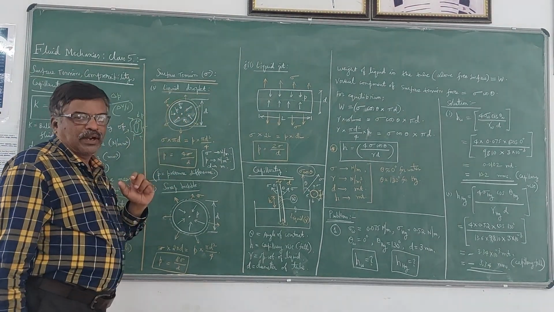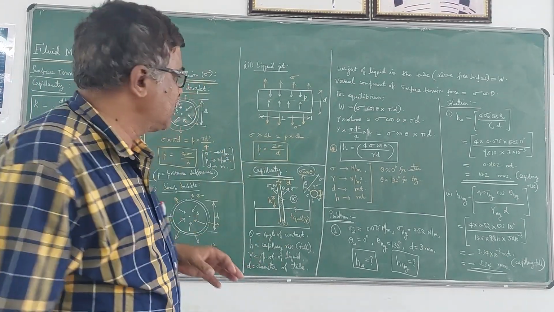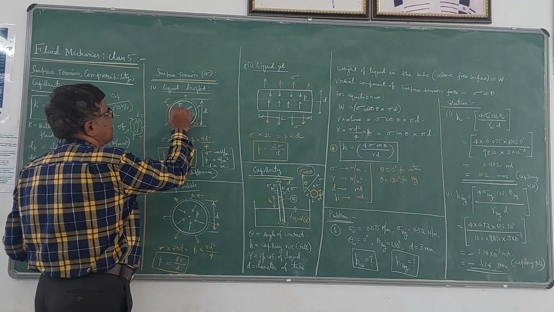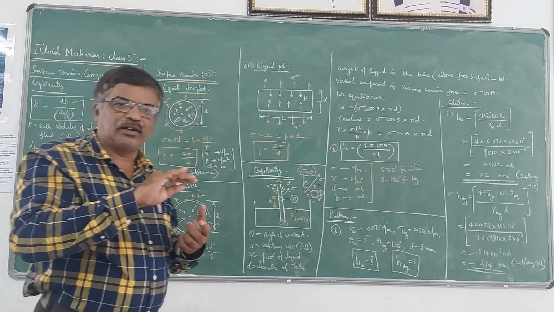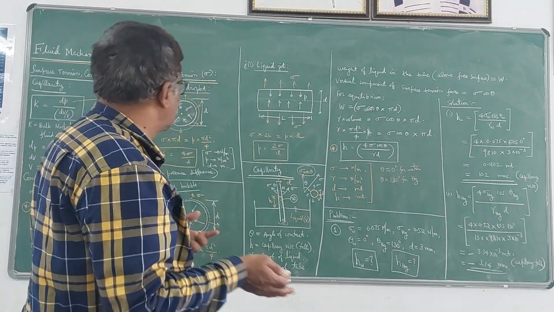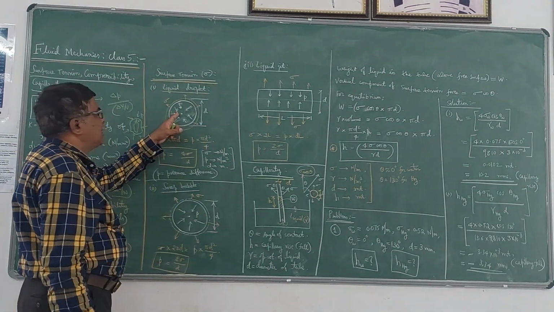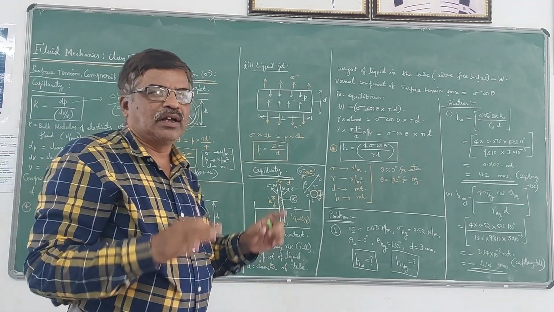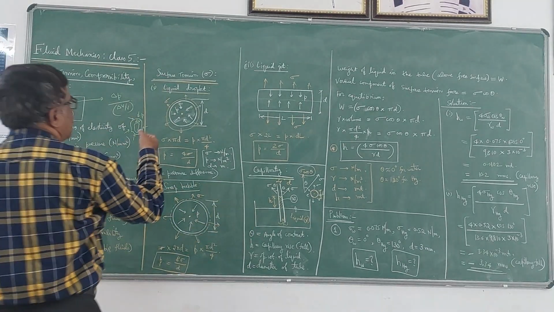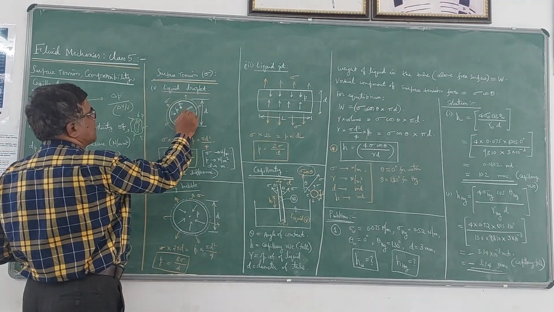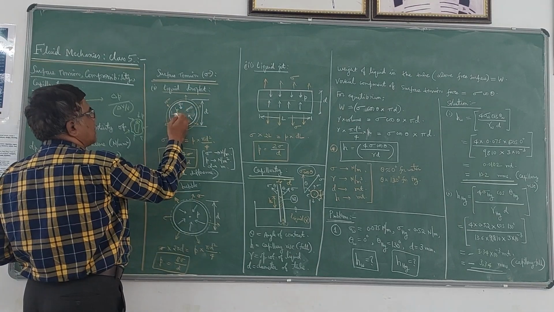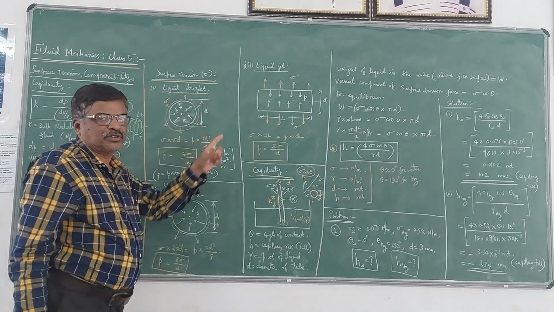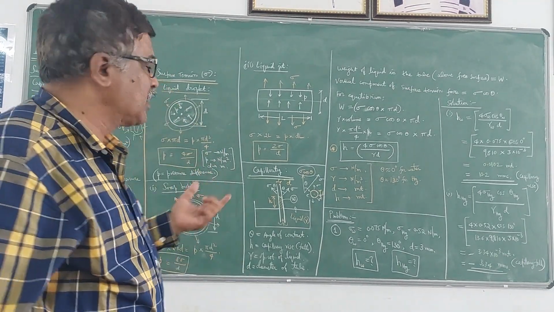One is the liquid droplet. When a droplet of a liquid falls, what happens here? There will be a pressure difference between the inside of the liquid droplet and the outside pressure. We can take that pressure difference as P, and along the circumference the surface tension force will be developed to keep the droplet in equilibrium. We can observe that the pressure acts outwards, whereas the surface tension force acts inwards. So this pressure force should be equated to the surface tension force for equilibrium of the droplet.